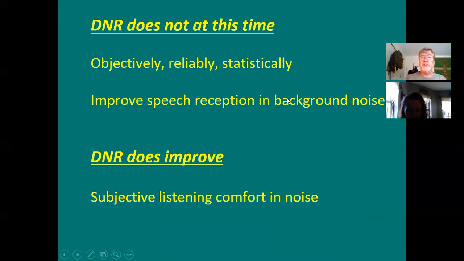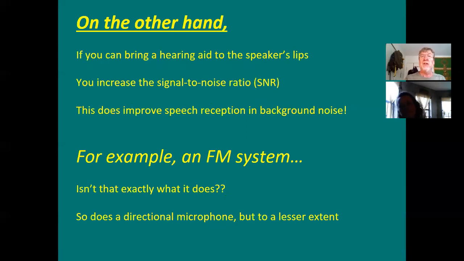So digital noise reduction does not at this time objectively, reliably, statistically improve speech reception in noise. DNR does improve subjective listening comfort. On the other hand, if you can bring a hearing aid up to a speaker's lips, you've increased the signal-to-noise ratio. And this does improve speech reception in background noise. For example, FM systems. Isn't that exactly what they do?